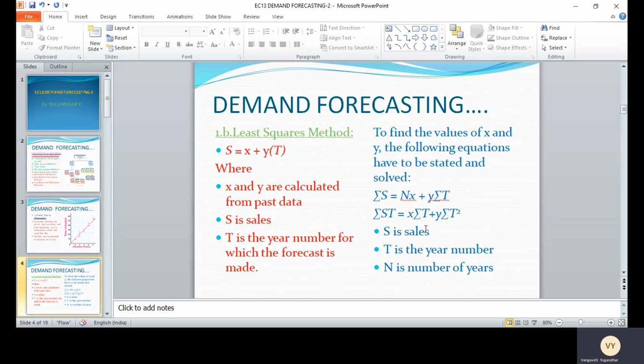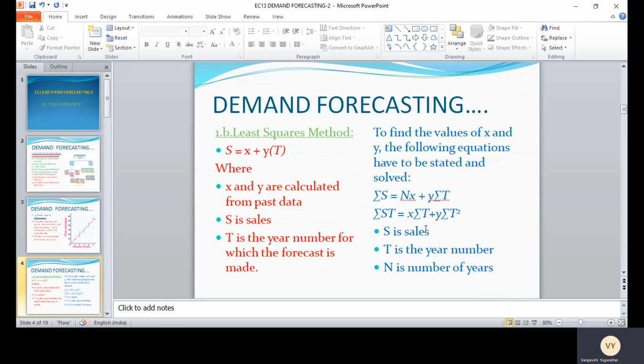Next method is least squares method, or method of least squares. In this, one equation is used, that is S equals x plus y into t. So x and y are calculated from the past data. S is sales, t is the year number. Suppose we start with 2000, 2001, 2002 like this. So 2000 is number 1, 2001 is 2, 2002 is 3, like that. So t is the year number for which the forecast is made.